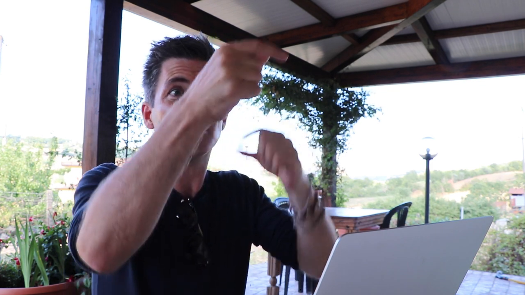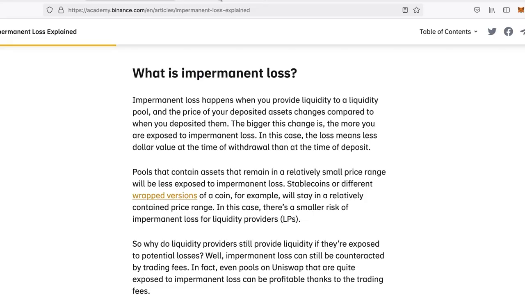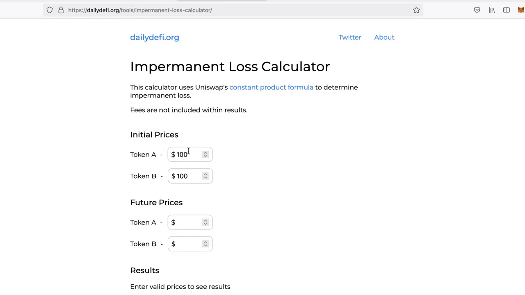Really, it's fairly simple. We just have to keep an eye on the tokens we provided as liquidity. Whilst we're farming, we watch the price of Ethereum and Uniswap, the two tokens, and make sure that relative to each other they haven't changed too much in value from when we actually provided the liquidity. There are many calculators to watch this. Here's an impermanent loss calculator. Let's take this as an example to show you what I mean.